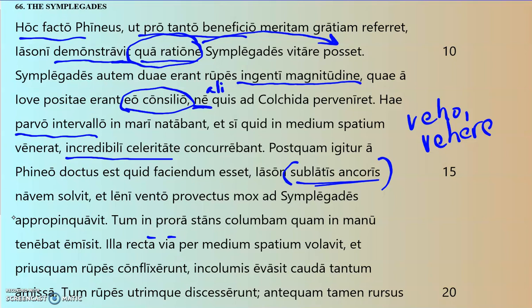Okay, let's see what we have. He's in prora, standing on the prow. Place where, ablative with the preposition. In manu, object of preposition. Where was he holding it? In his hand, right? Recta via. Now here's again, ablative of means or ablative of manner. She flew by means of a straight path. Ablative of means, ablative of manner. How did she do it? She did it by means of a straight path, she did it in a straight path. So again, those could go either way.